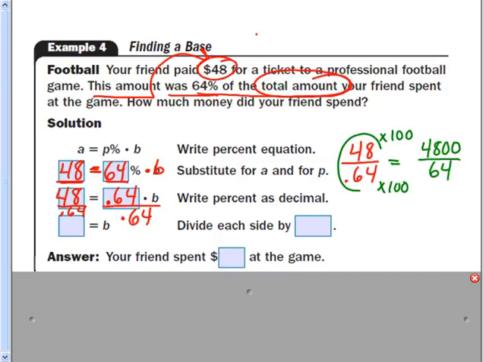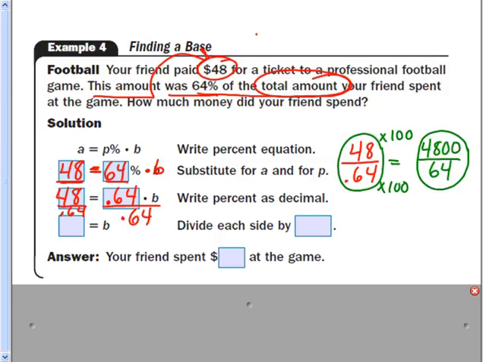So dividing this on a calculator will give you the same quotient or answer as dividing this on a calculator. If you don't believe me, try it. What I like is this is easier to look at and easier to work with. Now, I'm going to think about that 48 over 64.